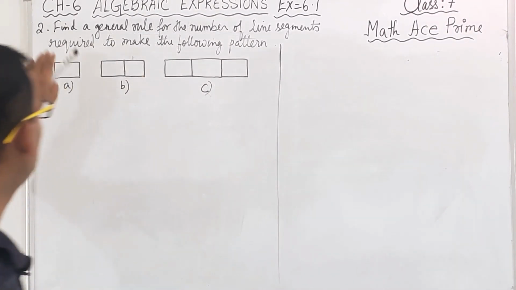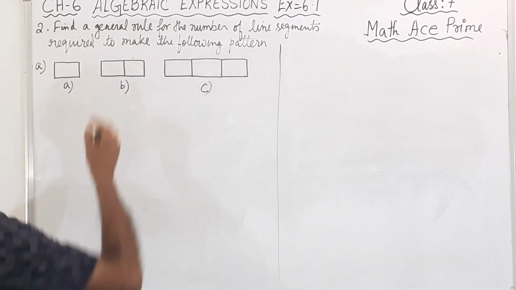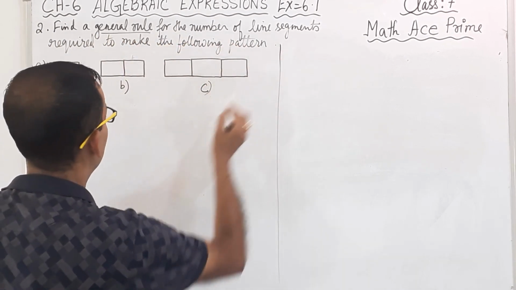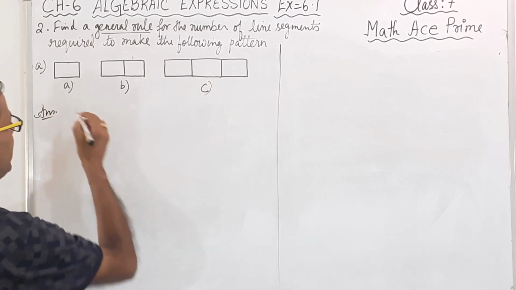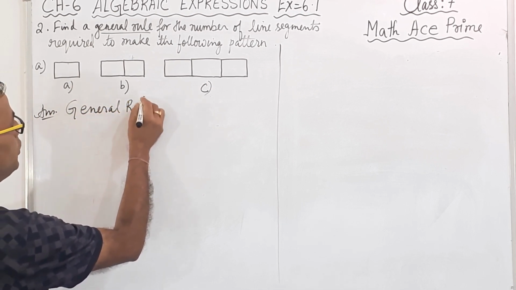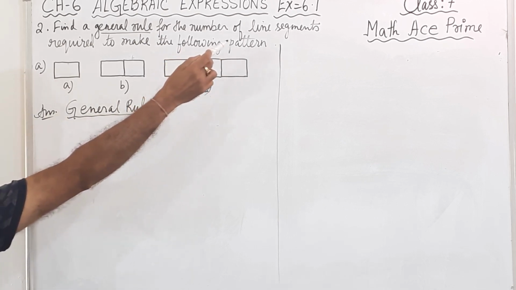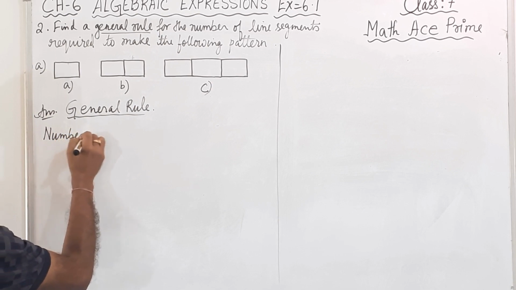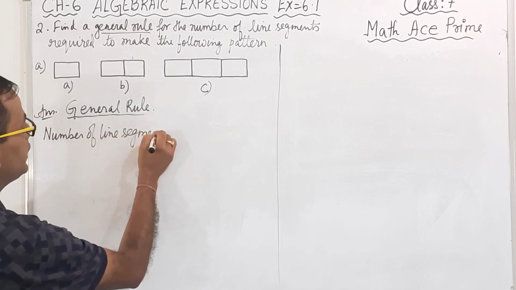Now question number 2. Find a general rule. Again you have to find out the general rule for the number of line segments. The answer is a very small one. So you have to make the general rule. So you will write general rule. And general rule for what? Number of line segments. So this is the general rule.